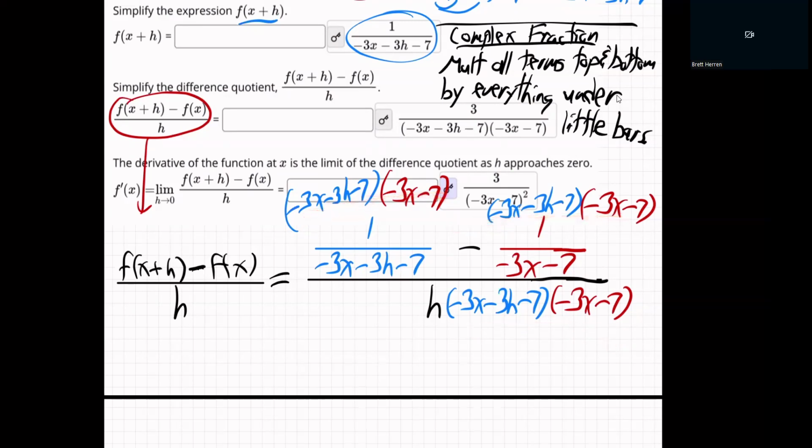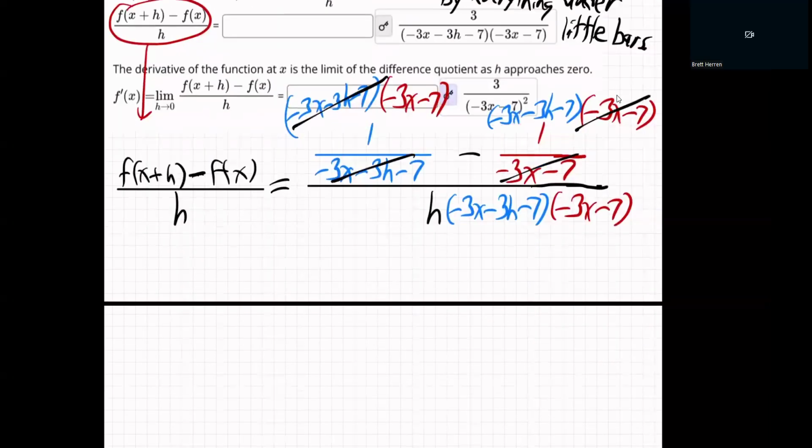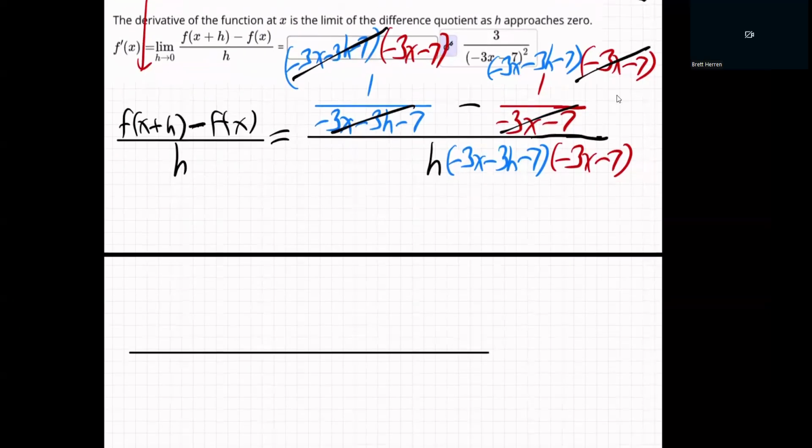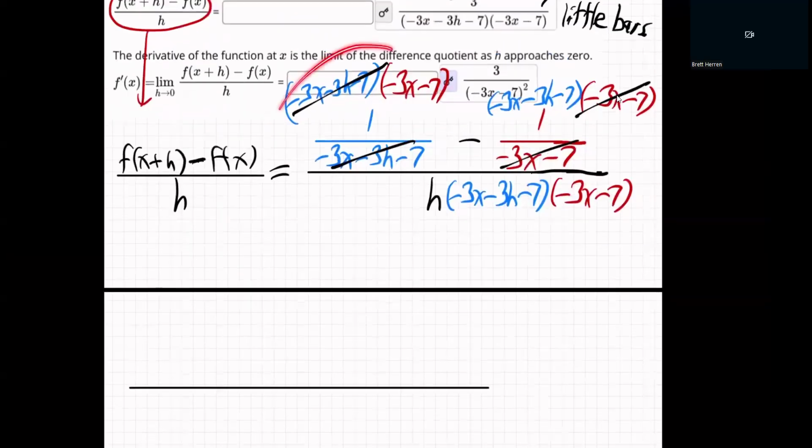And why? Because look what it'll do. It'll cancel out right there. It'll cancel out right there. That way I'll get rid of the stuff under the little bars and it won't be a complex fraction anymore. And so what does that leave me then? Let's bring it down to this next line. So what do we have right here?